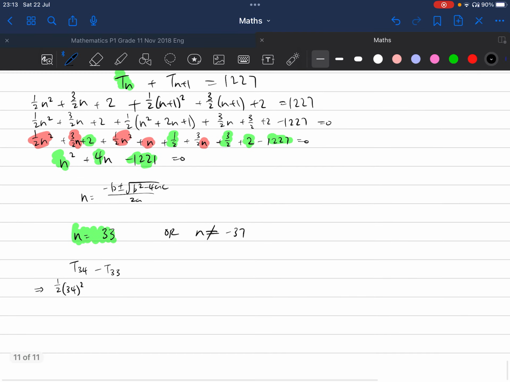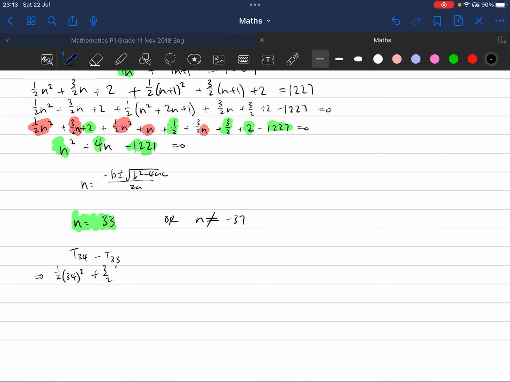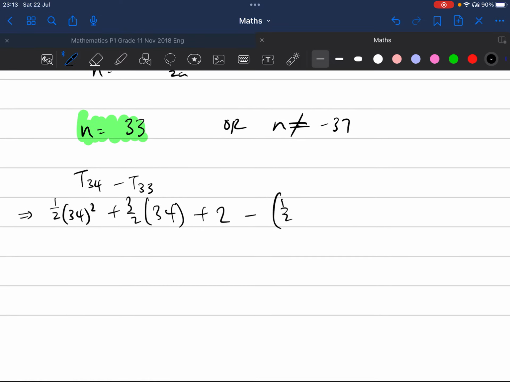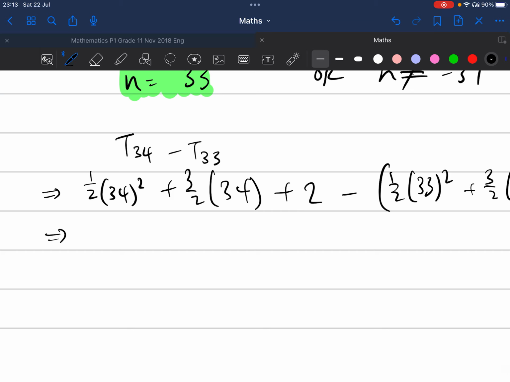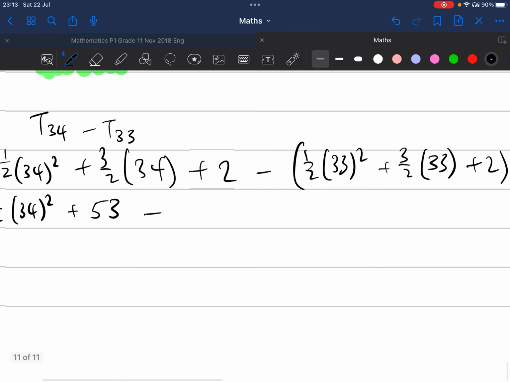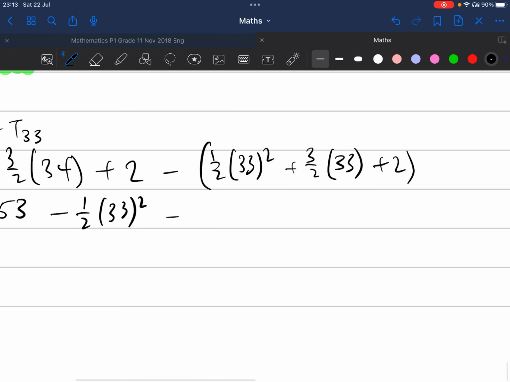And now it's just a case of saying half 34 squared. Where's our formula? Half n squared plus 3 over 2n plus 2, minus, now the whole thing gets subtracted, so half times 33 squared plus 3 over 2 times 33 plus 2. So let's see, that gives us half 34 squared plus 3 over 2 times 34 is 51 plus 2. I'm just going to add this 2 straight away, so this will become 53, minus half 33 squared minus, now 3 over 2 times 33 is 99 over 2 minus 2. I just multiply this negative sign by each of those.